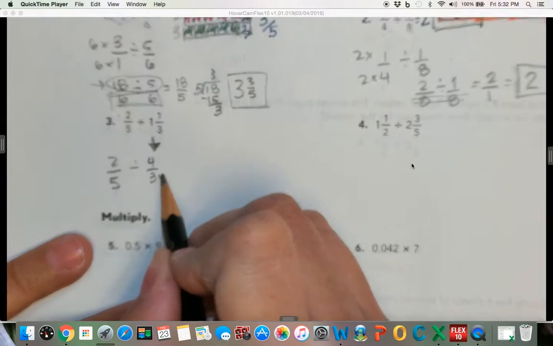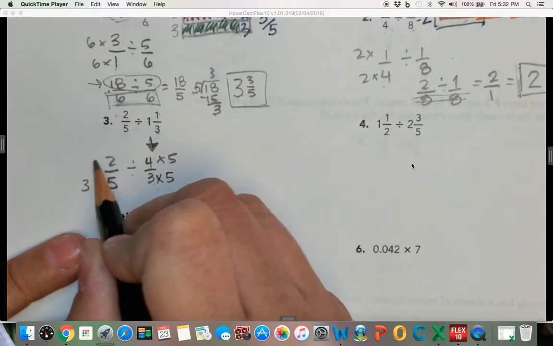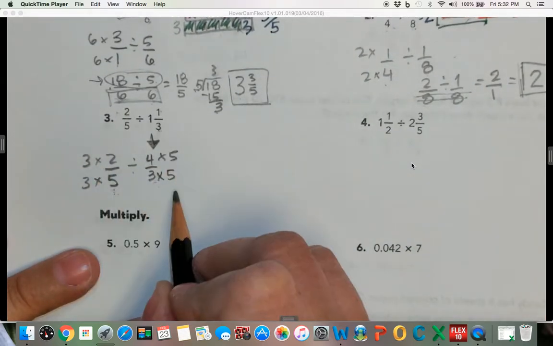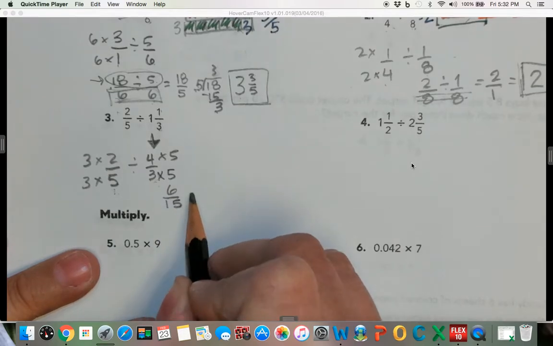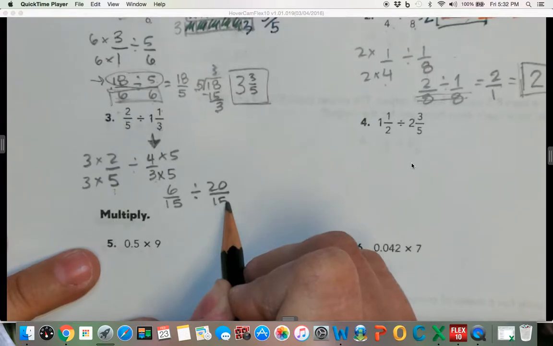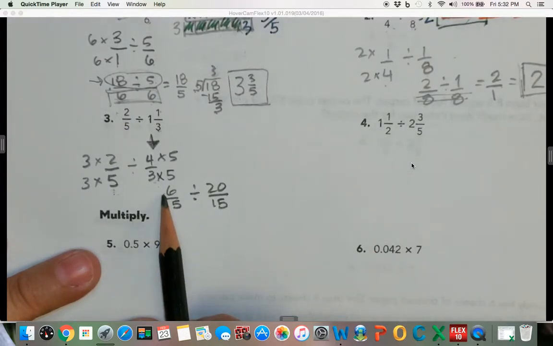So I'm going to make them the same. I'm going to do 3 by 5 and 5 by 3. And that turns my problem into 6/15 divided by 20/15. Denominators are now the same, and I divide straight across.